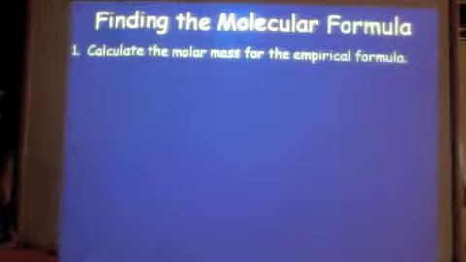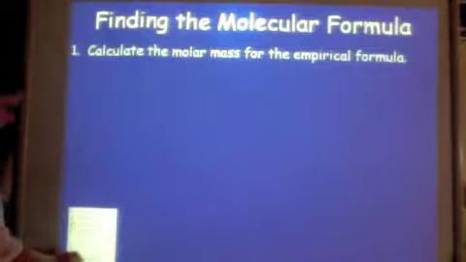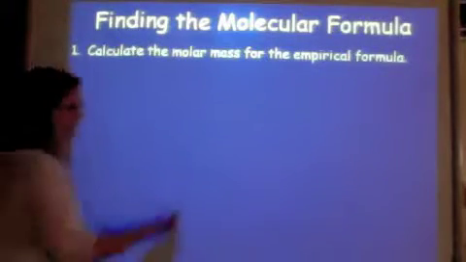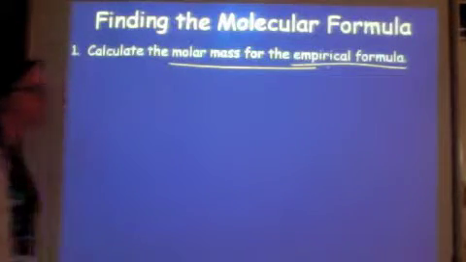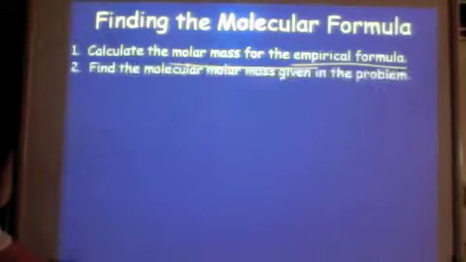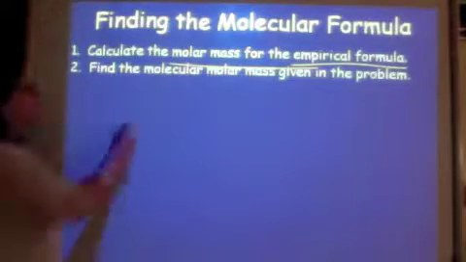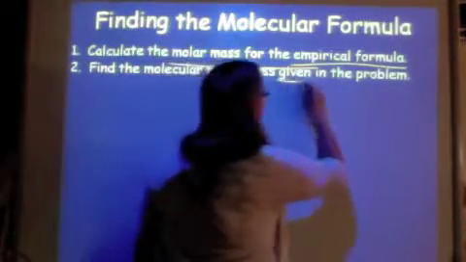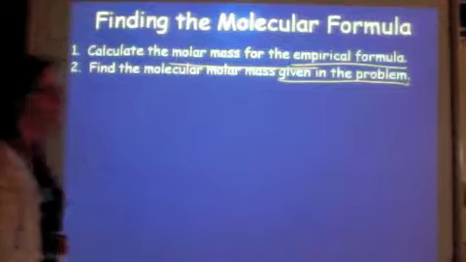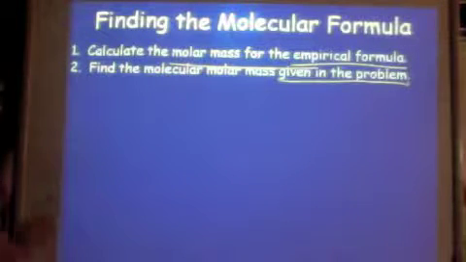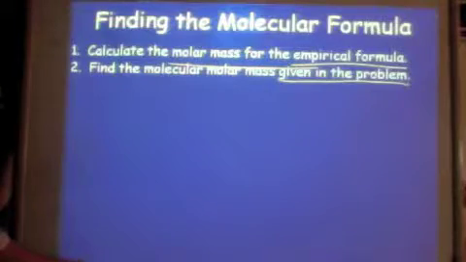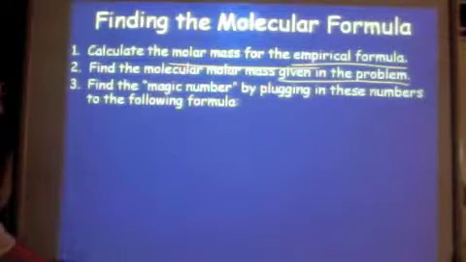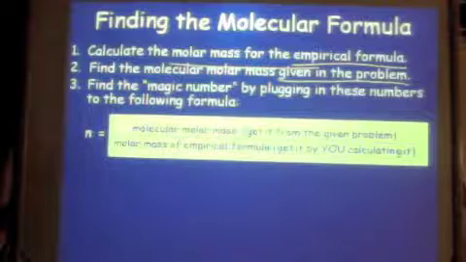So step 1, calculate the molar mass for the empirical formula. Step 2, find the molecular molar mass given in the problem. You don't have to calculate it, it is given. So step 1, you calculate. Step 2, the given. Then you're going to take those two values and plug them into this equation.